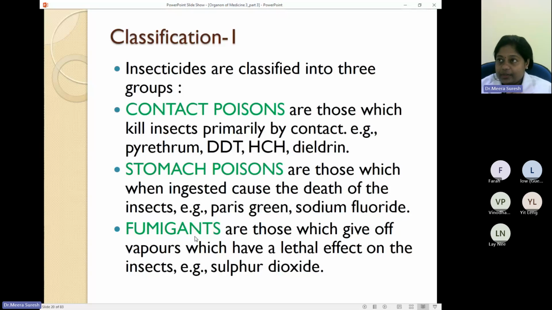And fumigants. Fumigants means fumigation or some air spraying. So here it will be giving off vapors, and when they respire this aerosol or vapor, that is going to produce a lethal effect on the insects. Example, sulfur dioxide. So in the mode of action, we have the insecticides classified into contact poison, stomach poison via GIT, and if it is fumigation of the respiratory tract, it will be the fumigants.